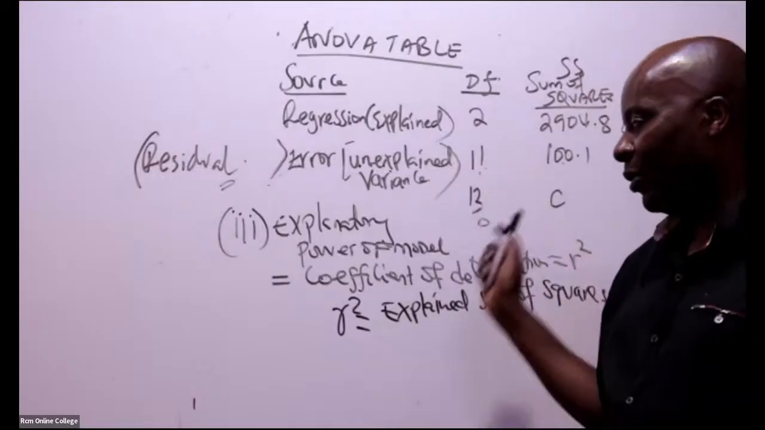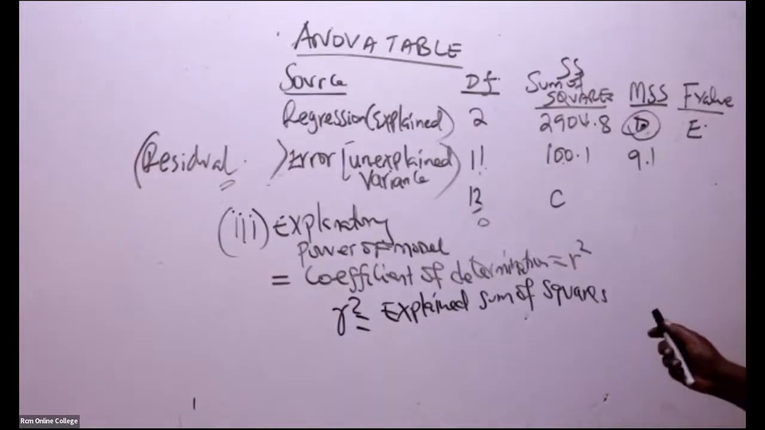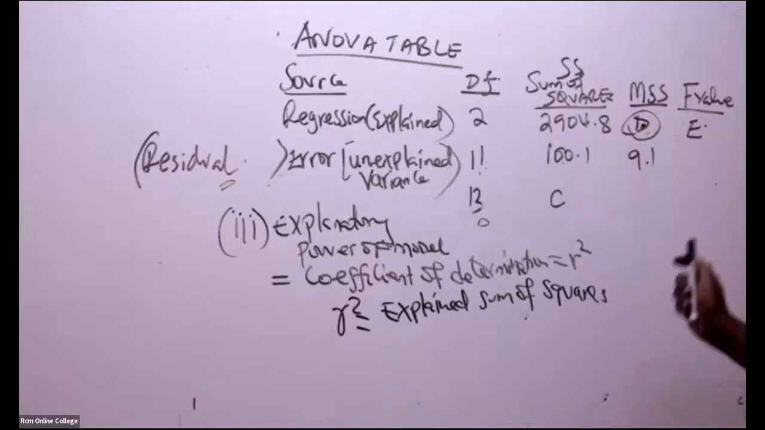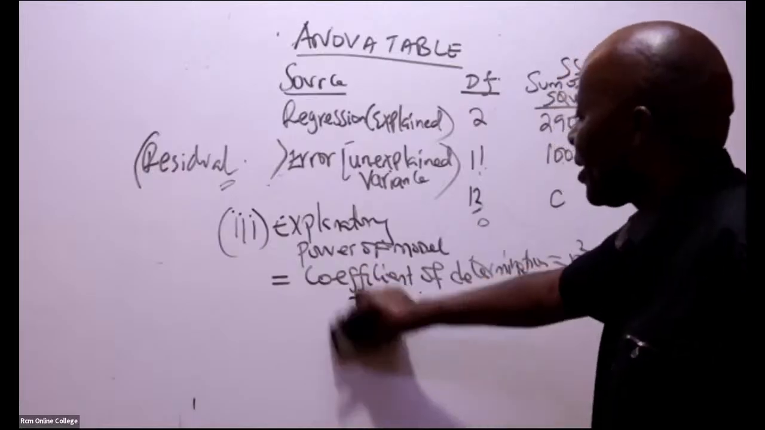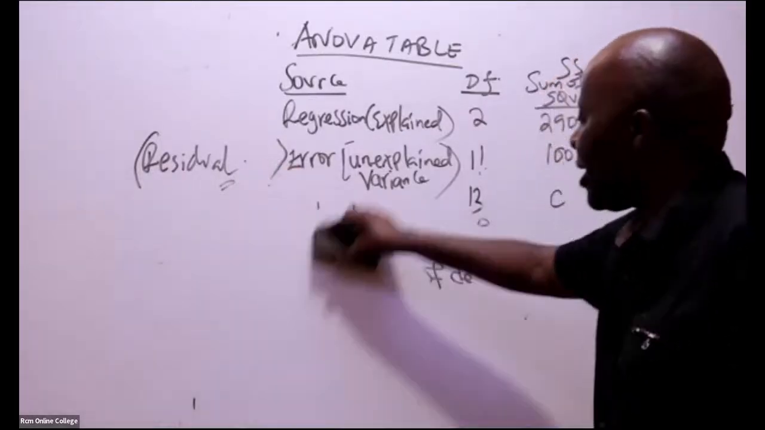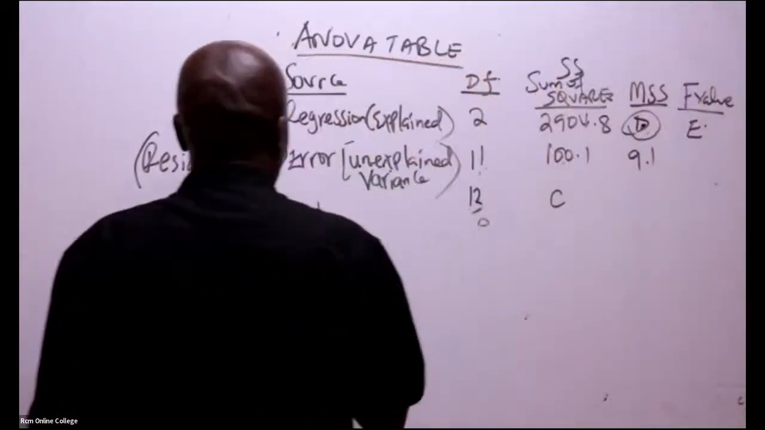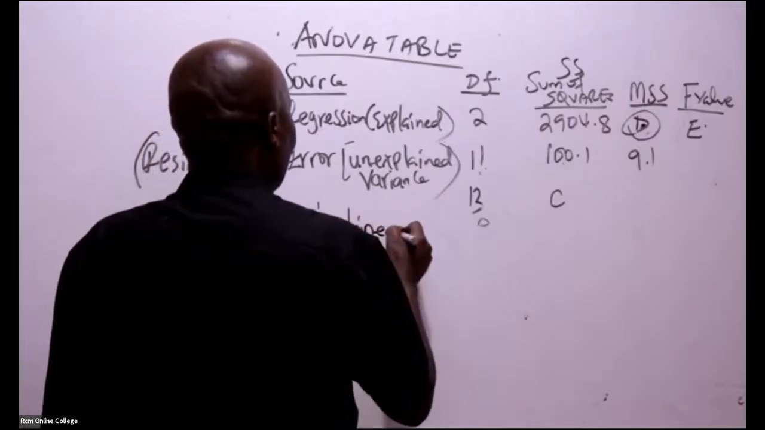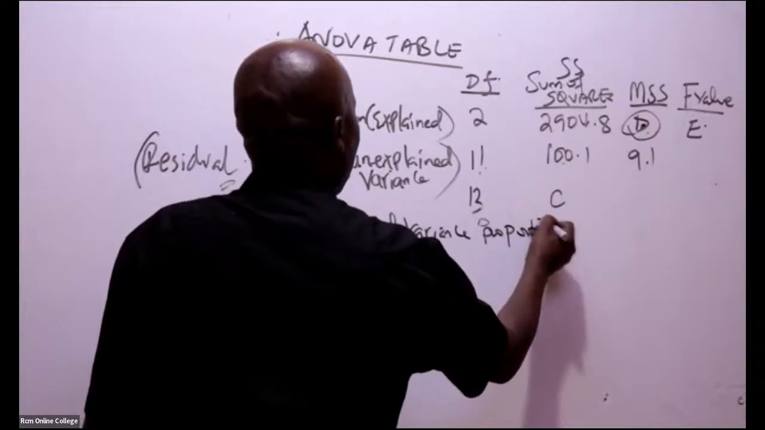the explanatory power of the model, which is also known as the coefficient of determination, which is R squared. R squared is the explained variance proportion. I should go back a little bit: R squared is the explained variance proportion. And how do we get this?